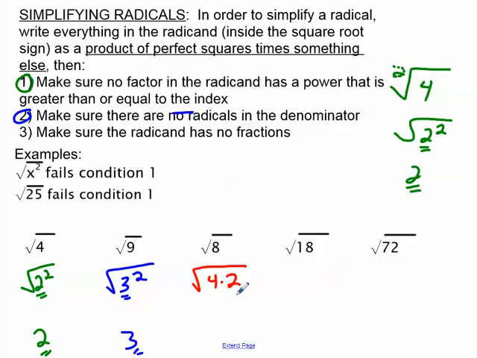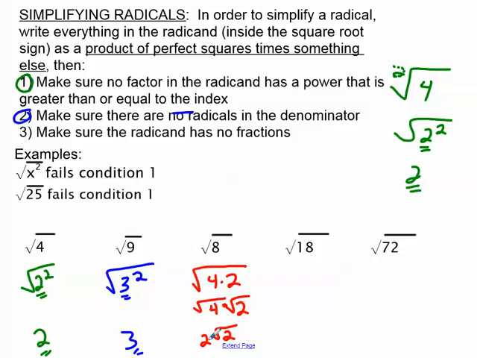Rewrite that 8 as a perfect square times whatever's left over. 4 times 2 is 8. 4 is a perfect square. Now use the multiplication property of radicals to say that each one of these factors gets its own house. Square root of 4 we know already is 2, so I'm going to put that down as 2. And remember, these are all multiplied together. This is multiplication, this is multiplication. Down here is multiplication as well. I got 2 times the square root of 2.